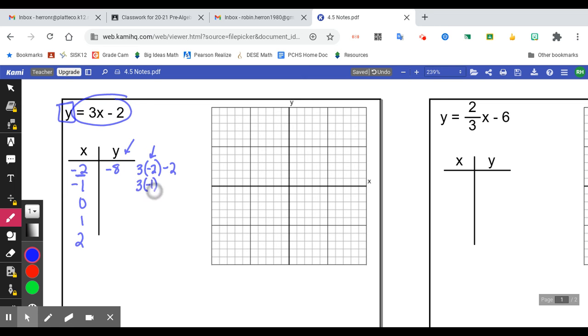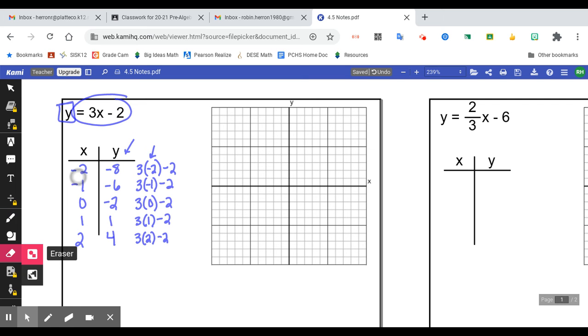3 times negative 1 minus 2 gives me negative 4 minus 2 is negative 6. 3 times 0 minus 2. 0 minus 2 is negative 2. 3 times 1 minus 2. 3 minus 2 is 1. 3 times 2 minus 2. 6 minus 2 is 4. Okay, now let's go and get these graphed.